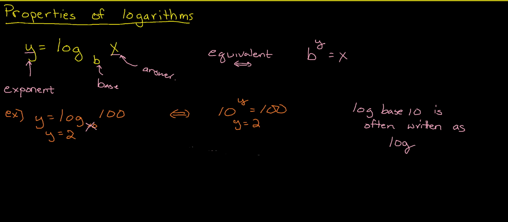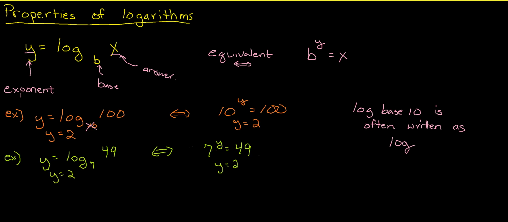All right, let's take a look at another example. Suppose I asked you y equals log base 7 of 49. Well, that would be the same as saying, hey, 7 is my base, y is my exponent, and 49 is what I should get as my answer. Same thing here, y equals 2.